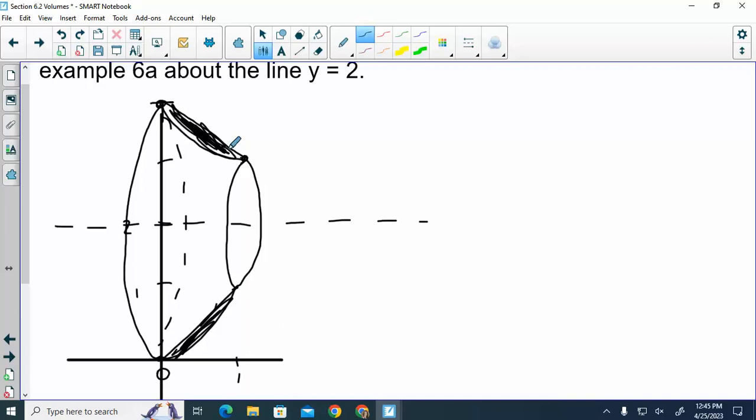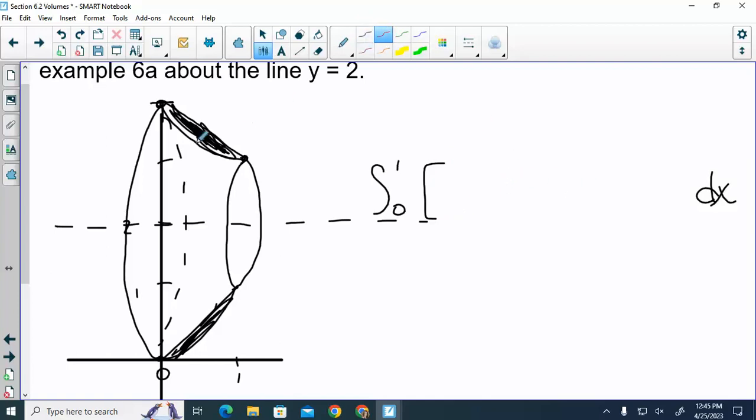All right. Would we do this one in terms of x or y? Well, it's not real obvious, is it? But we spun it around a horizontal line, right? The x-axis is a horizontal line. When we spin around the x-axis, what variable do we usually integrate with respect to? X. So let's do it in terms of x. So we'll go from where to where? 0 to 1 still. And still a dx at the end.